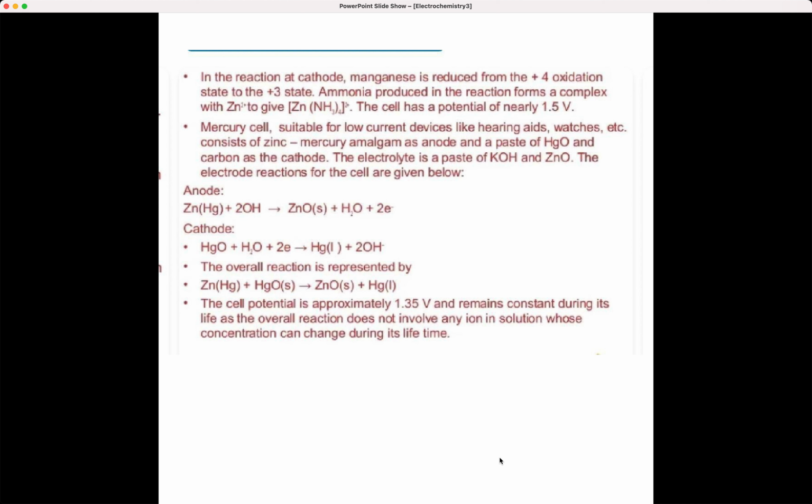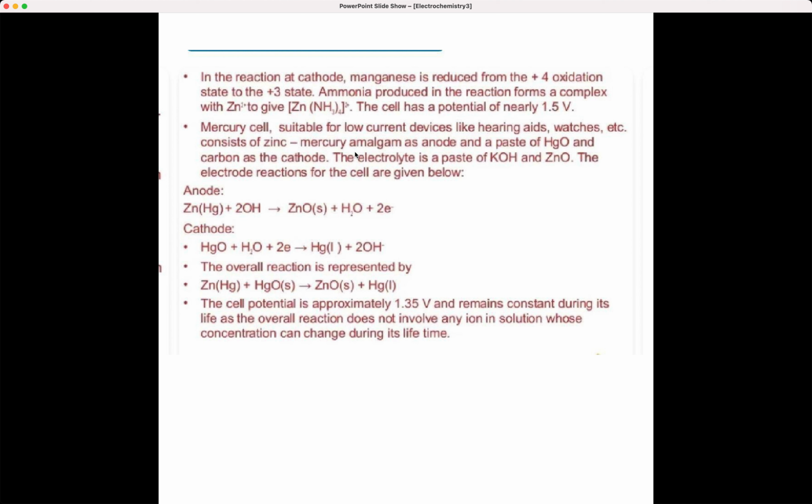Now, in the reaction at the cathode, manganese is reduced from +4 oxidation state to +3 oxidation state, and ammonia is produced, and also here it forms a complex with zinc, and you get a coordinate product like this. For this, the cell will normally have a potential of 1.5 volt. Next, the mercury cell, which is suitable for low current devices like hearing aids, watches, etc.